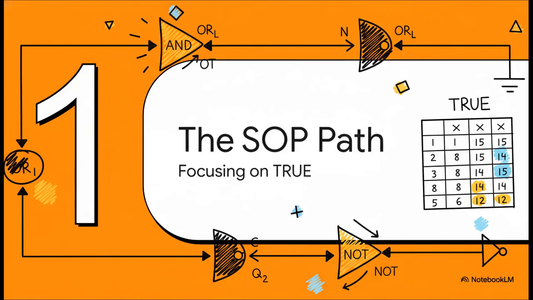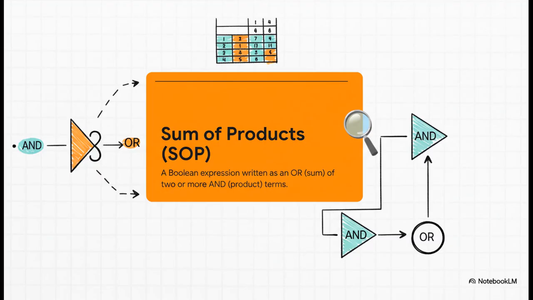We'll call this the optimist's path. It's all about being positive. This is the sum of products path, where we're going to focus exclusively on what makes our function true. The name sum of products pretty much tells you everything you need to know. In the world of Boolean algebra, sum is just a fancy word for the OR operation, and product is what we call the AND operation. So an SOP expression is just a bunch of AND terms that are all ORed together.